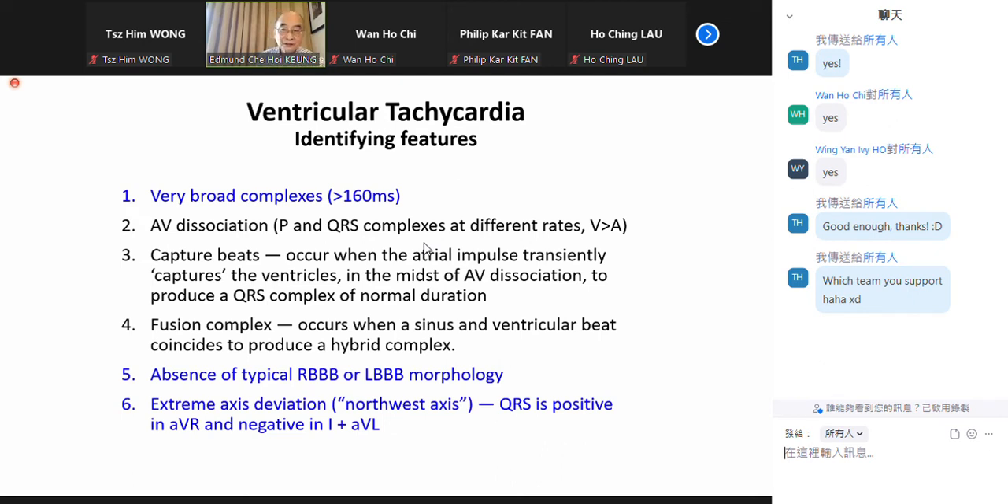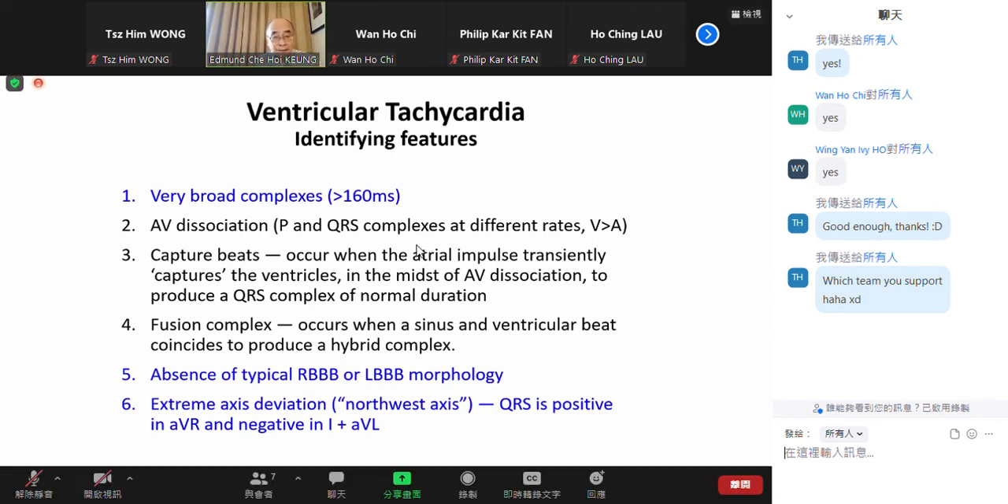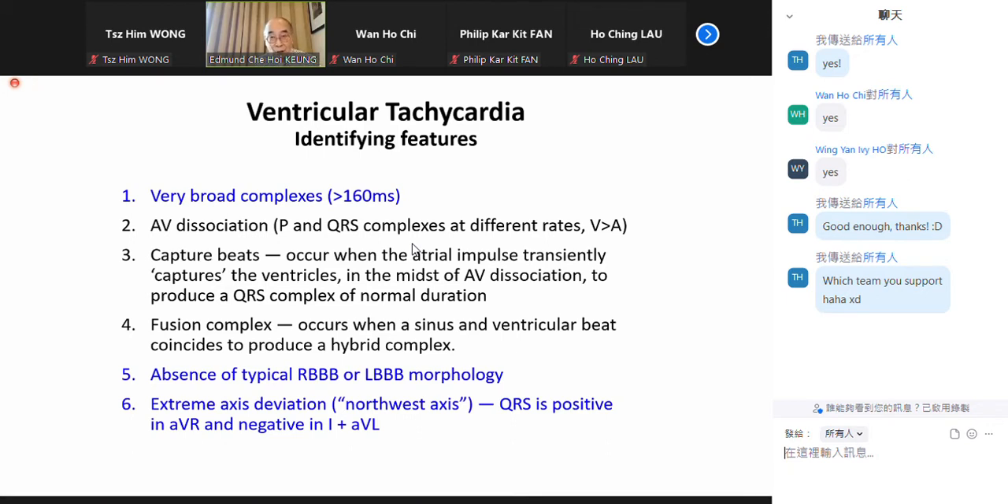Now, 3 and 4 are similar. Okay? One is called capture beats. Okay? What are capture beats? It is like the P wave, like AV dissociation. So even during tachycardia, the sinus node is doing its job and firing at a constant speed. Okay? But every impulse cannot conduct to the ventricle. Why? Because the ventricular rate, the VT rate, is so fast, the ventricle is almost always refractory, and that also includes the AV node. So the P wave never gets down to the ventricle.